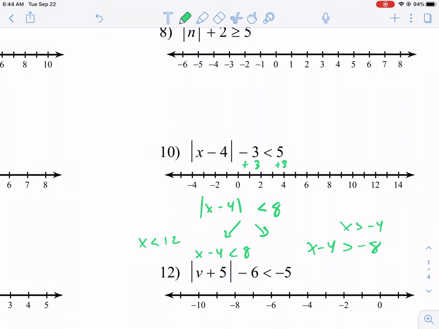It's not equal to, so I'm going to have parentheses here. I'm going to have parentheses here, and it's all the values in between. So if I were to graph both of them separately, it would have some overlap.